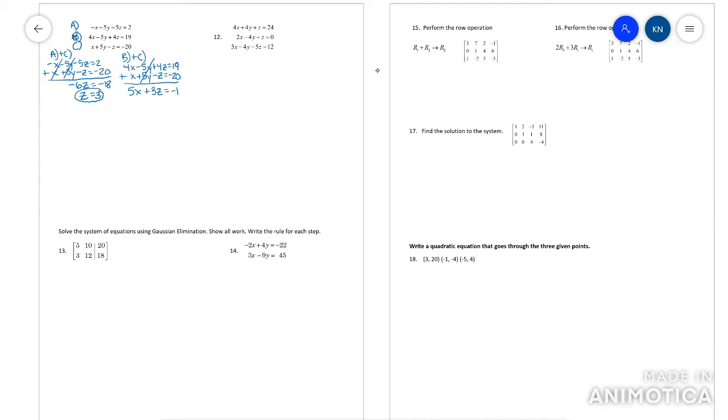Okay. Now, usually you would have to go vertical here and eliminate another letter. But since we already know z equals 3, I'm just going to plug in z equals 3 right here and go get x.